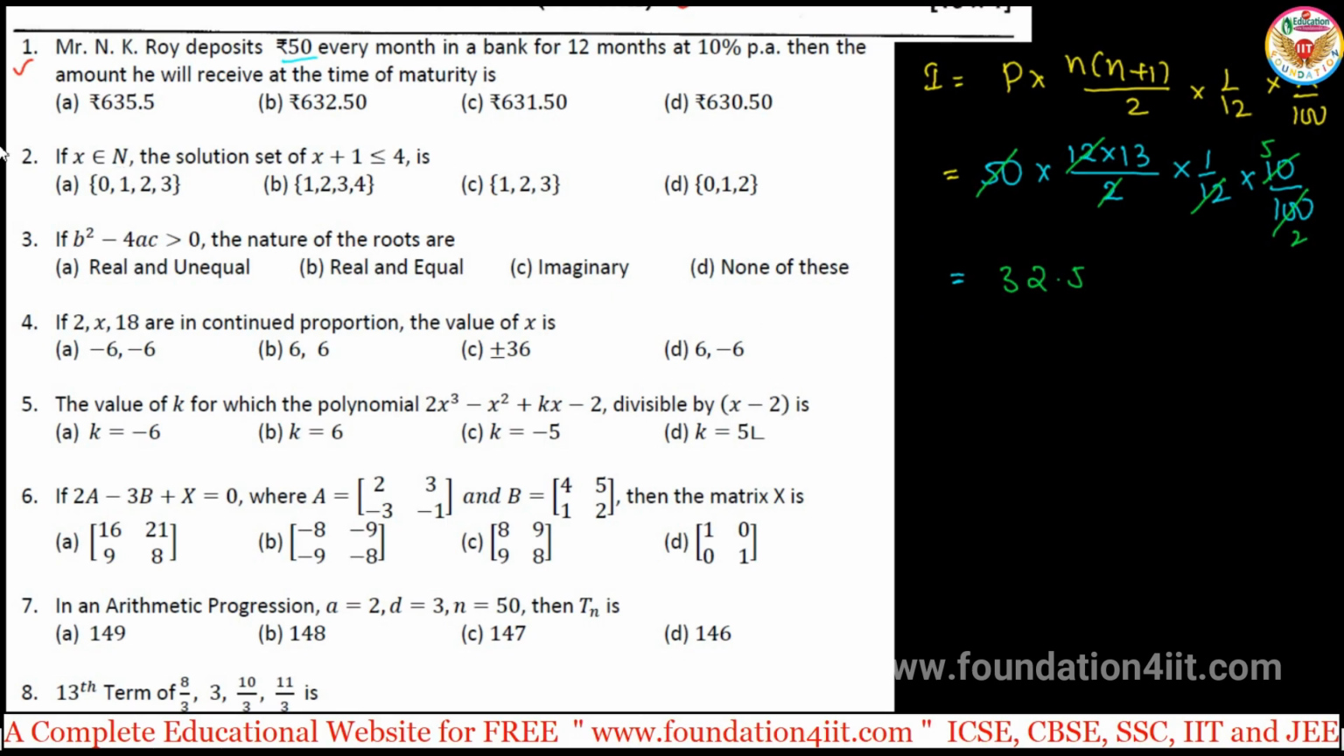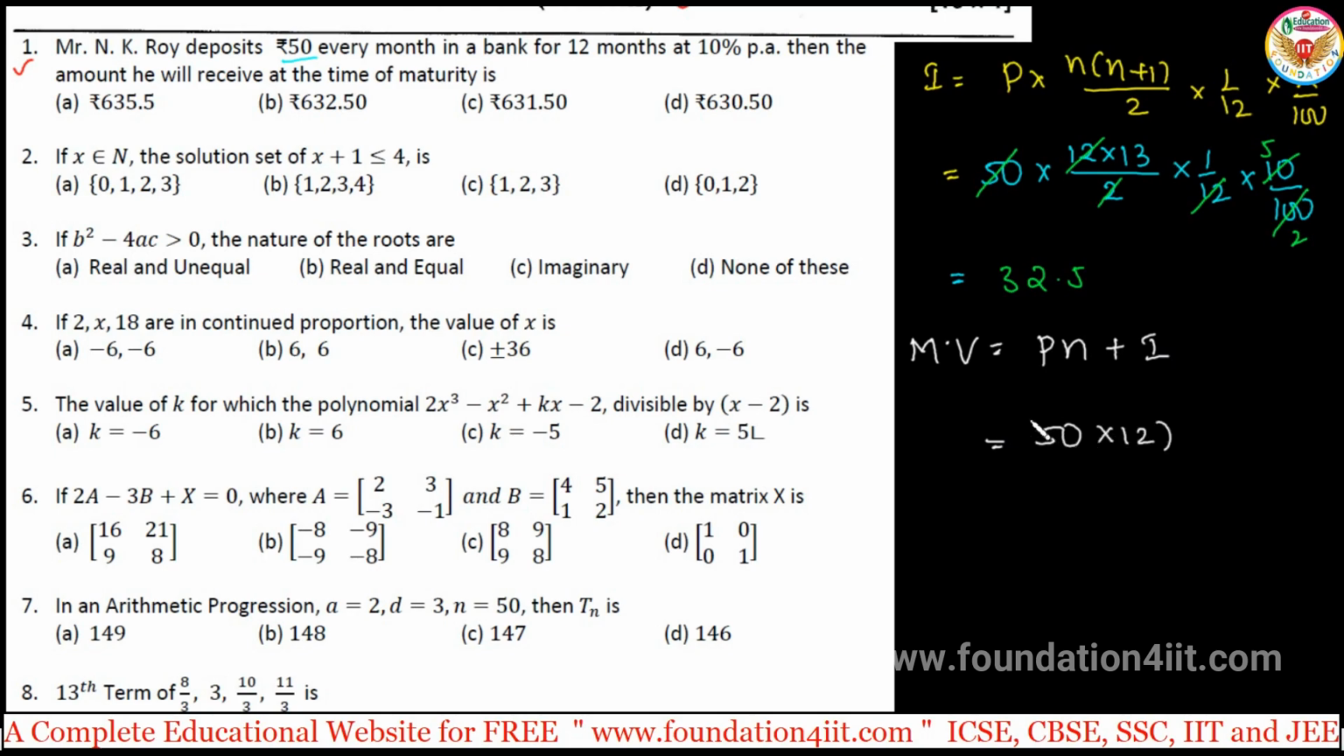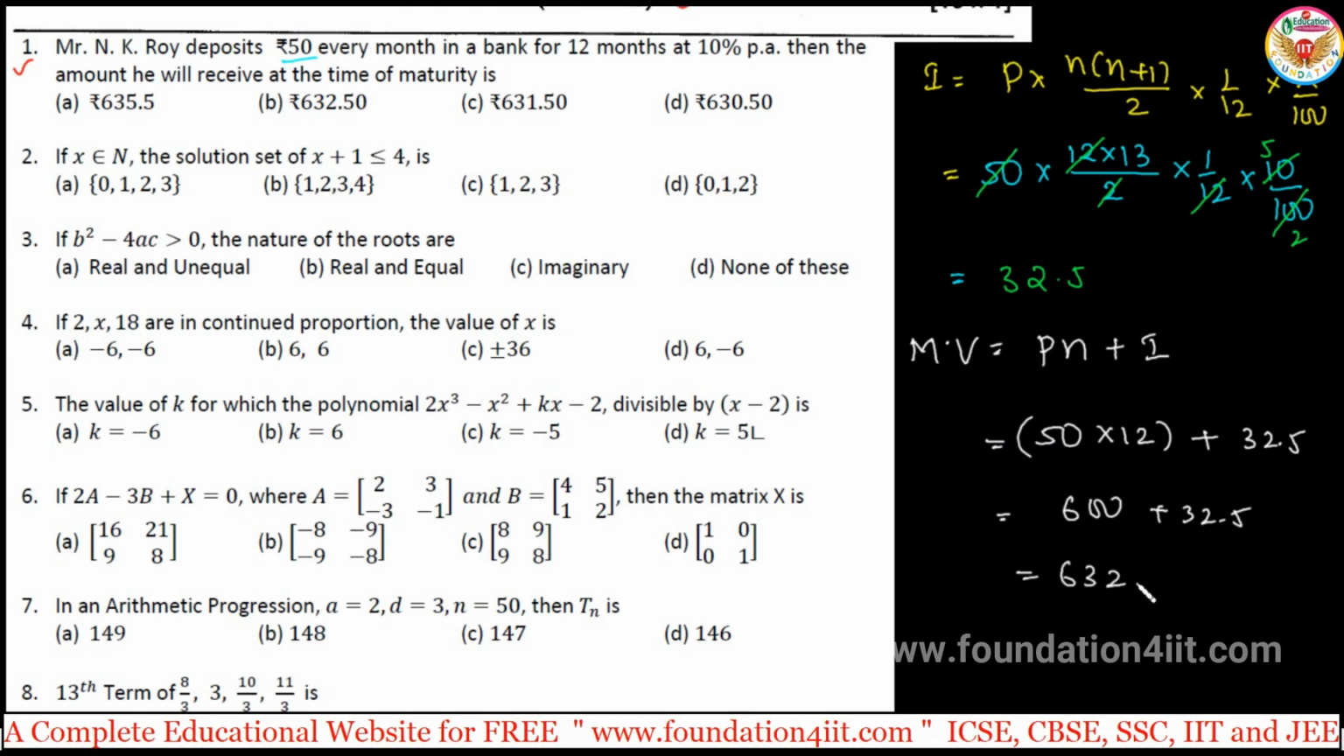So MV, maturity value, is equal to P into N plus interest. P is the monthly deposit, so it is 50 in this problem, and he deposited for 12 months, plus interest is 32.5. We need to do the calculation. So 600 plus 32.5 is 632.5. Option B. Right. Some questions are straight problems that you can solve.